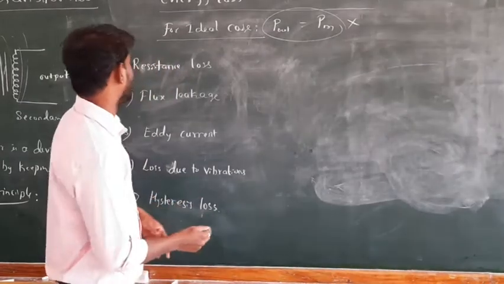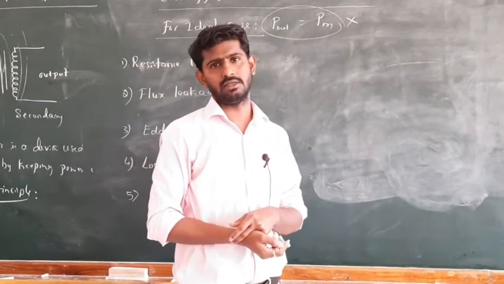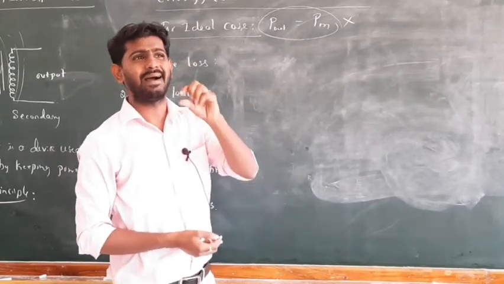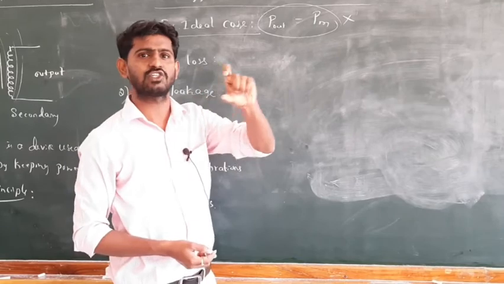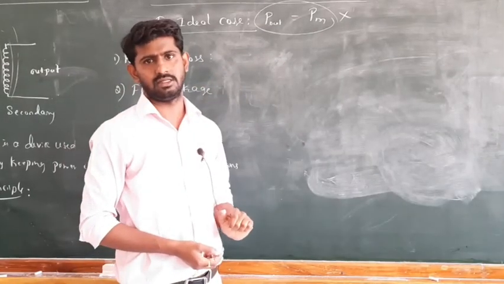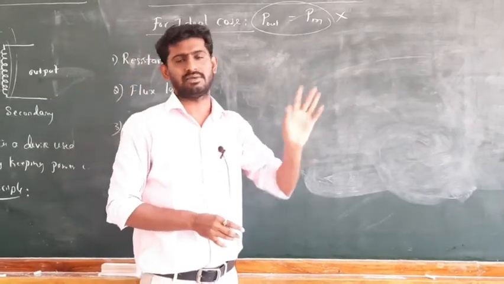And the next question, how can we minimize the resistance loss? By using better quality wire and also by increasing its cross sectional area. If the area is more, the resistance becomes less. If the resistance becomes less, there will be less loss of power.